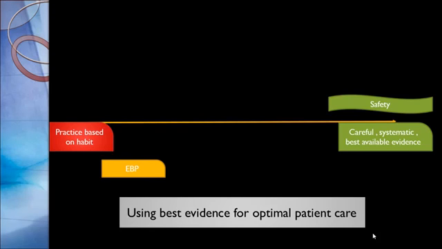Now, how do you decide? How do you get the best evidence for optimal patient care? Then you need to have evidence-based practice. It needs to be safe, careful, and systematic, based on the best available evidence. Evidence is based on research. Now, there are different levels of evidence, and there are different types of articles and different types of research designs.